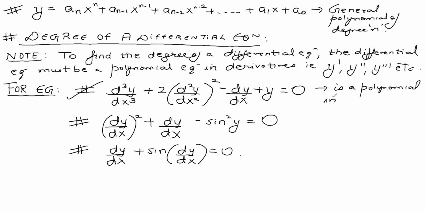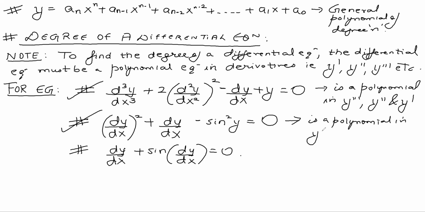In the first equation, d cube y by dx cube is y triple dash, d square y by dx square is y double dash, and dy by dx is y dash. So it's a polynomial in y triple dash, y double dash, and y dash. That means you can find the degree. The second equation is a polynomial in y dash, because we have dy by dx here also.